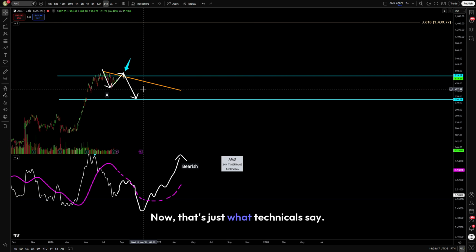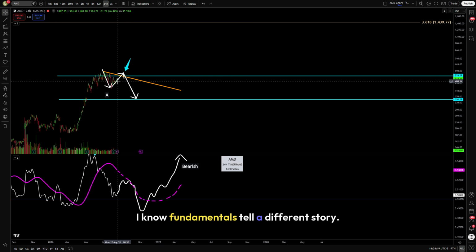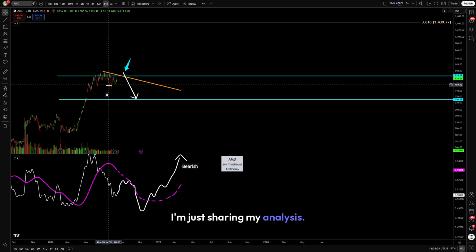Now, that's just what technicals say. I know fundamentals tell a different story. So please don't shoot the messenger here. I'm just sharing my analysis.